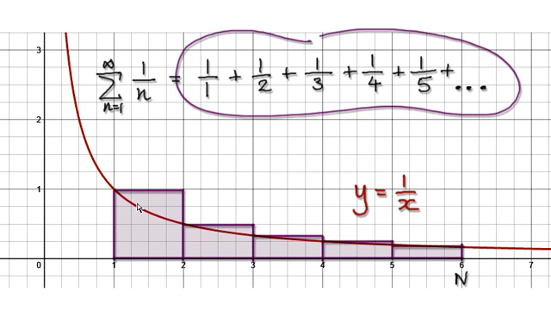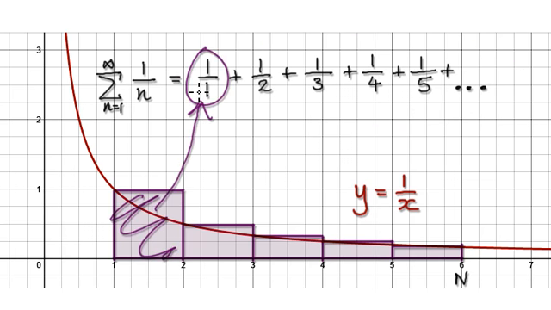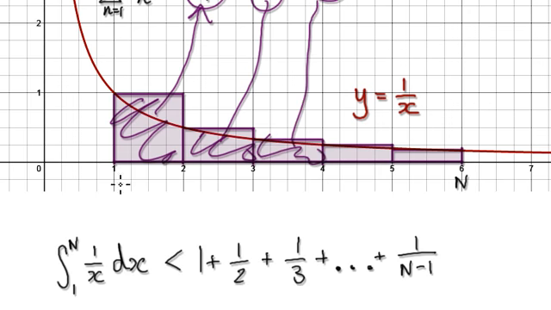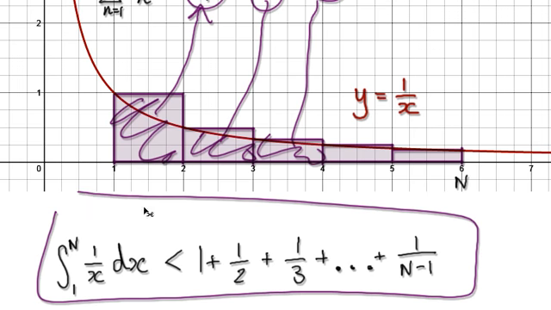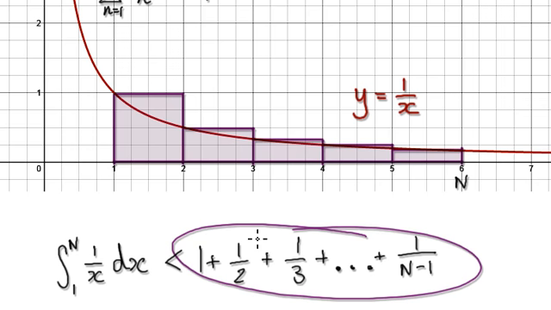We would use Riemann's upper sum to represent this. So this area here would represent this. This area here would represent this. This area would represent this, and so on. So that led us to this, where the area underneath the red line, so the integral of the graph 1 over x, must be less than this whole thing here.